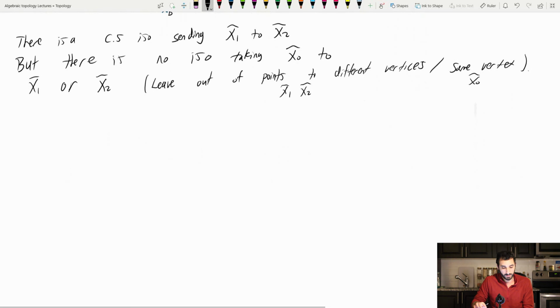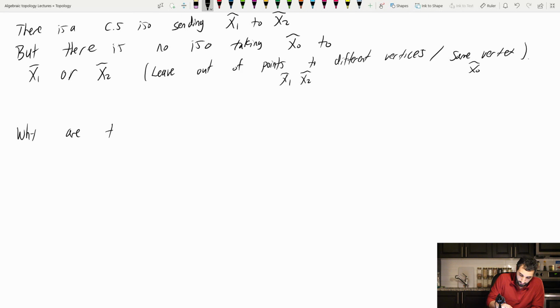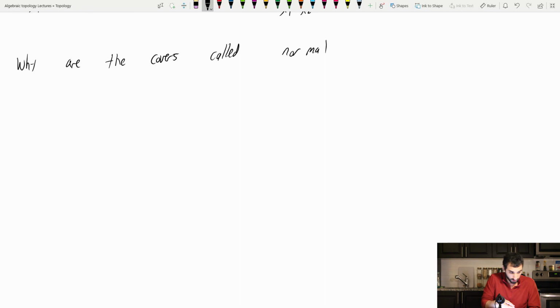So here's a natural question. Why are they called normal? Here's somewhere else we see the word normal. Normal subgroups, right? And it turns out there's a very intimate relation between normal coverings and normal subgroups. And that's what this proposition makes concrete.